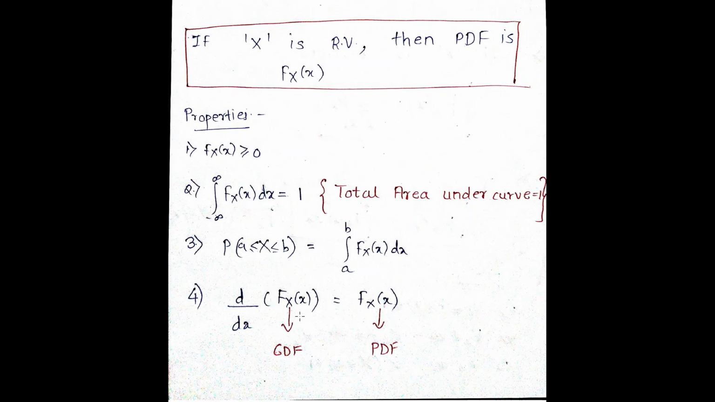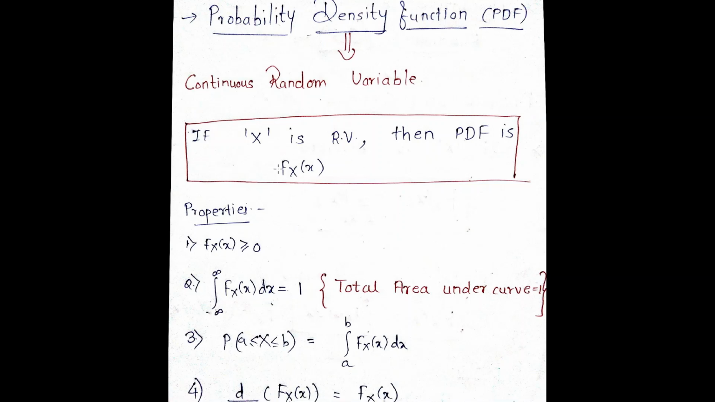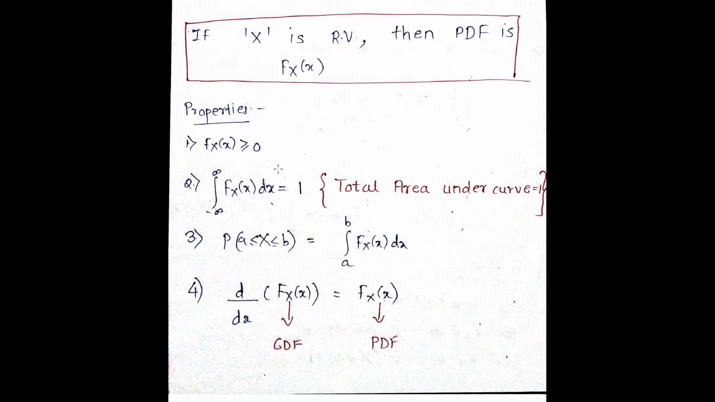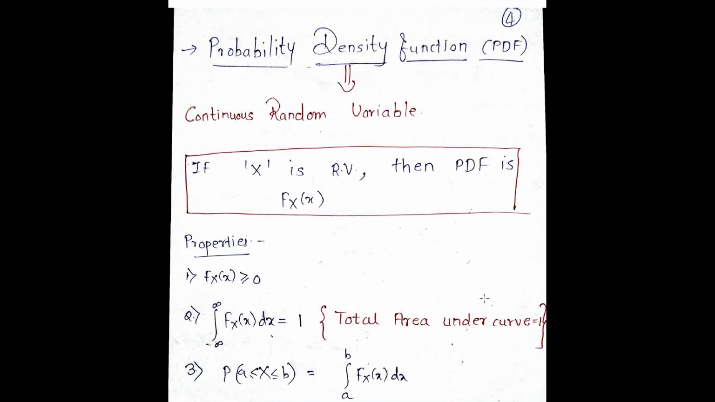The probability density function is given with small fx of x, where f is small, whereas the cumulative distribution function is given with a capital F. That is very important. So what is the probability mass function? That is PMF. That is basically for a discrete random variable. There are n events, x1, x2, x3 till xn. Individually they will have probability p1, p2, p3 till pn. So the summation of all these probability values is equal to 1.